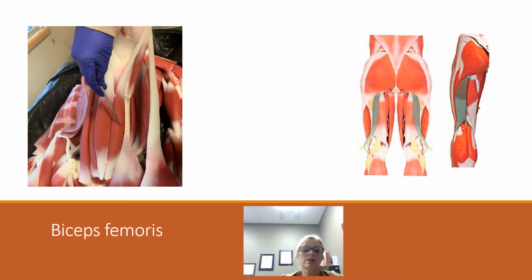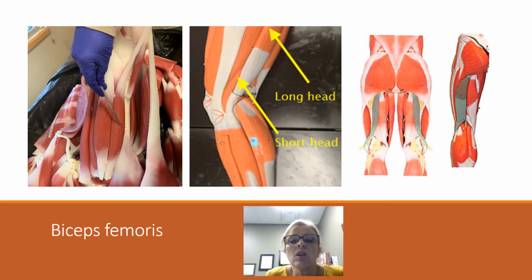All right, so here we have the biceps femoris. This is a large muscle on the lateral side of the posterior thigh. It has two heads, hence the word bi in biceps. It has a long head and a short head, and these originate from the ischial tuberosity and the linea aspera of the femur. The action here is to extend the thigh, which means to pull it posteriorly, and flex the knee, which is to bend the knee. So this assists in lateral rotation of the thigh.